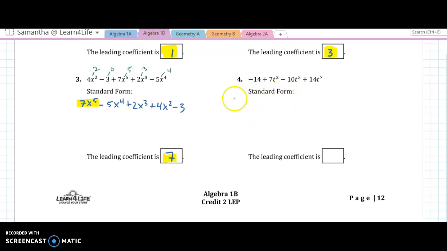All right, now this one. Now I'm not even going to do the degrees, but which one has the largest degree? This one, right? 14t to the 7th minus 10t to the 5th plus 7t to the 2nd minus 14. Here, the leading coefficient we get from here is 14.